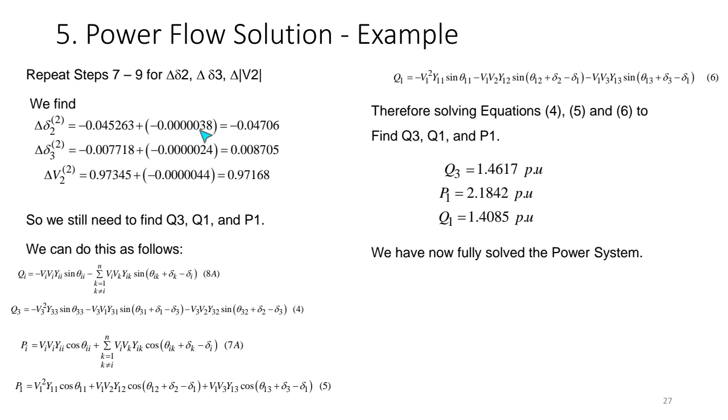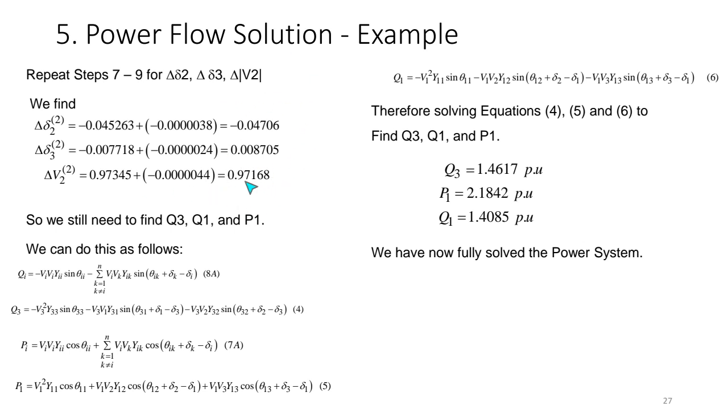It means we can write this one as minus 3.8 into 10 power minus 6, and this one as minus 2.4 into 10 power minus 6, and this one as minus 4.4 into 10 power minus 6. All of them are of the order 10 power minus 6. If it comes like this, 10 power minus 4 and below, it means these have converged. So the values you get after substituting are the converged solution.